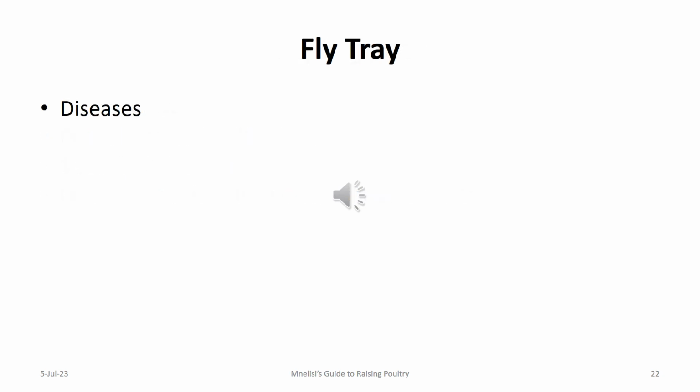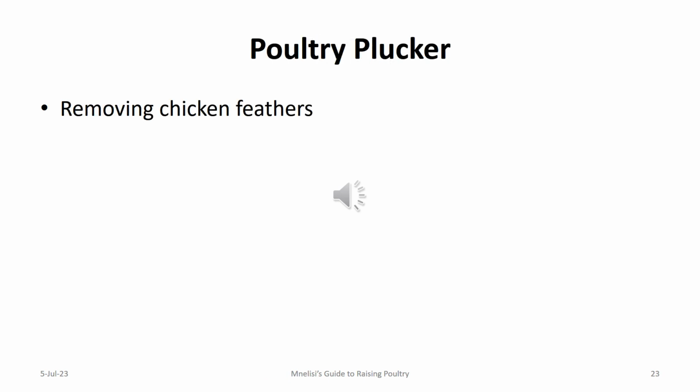A fly tray. This is for catching the flies on your farm, as flies will bring diseases to your chickens. A poultry plucker. This is for removing chicken feathers. Some can do 7 to 9 chickens in 20 seconds.